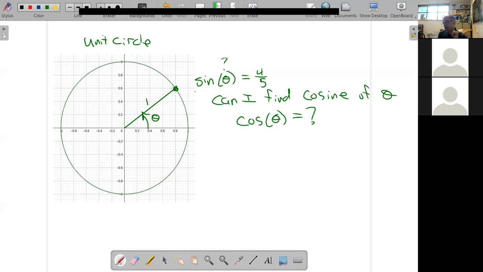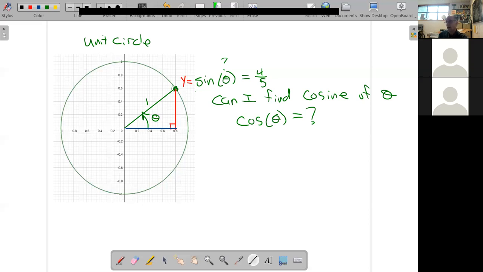On this point right here, I know the y value of the point. So if I draw here what it means for y, which is the sine, right? Remember, on the unit circle, the y value is the sine. That's the vertical leg of this right triangle here. So now I can figure out the horizontal leg, which happens to be the cosine. Remember, on the unit circle, the x value is the cosine of the angle.